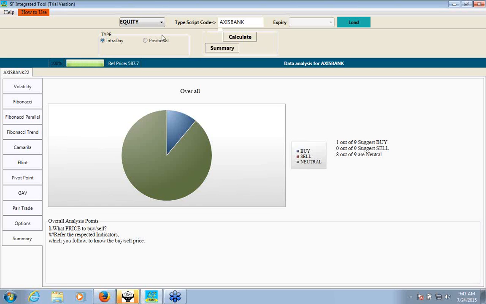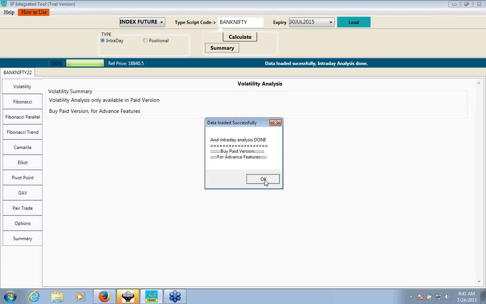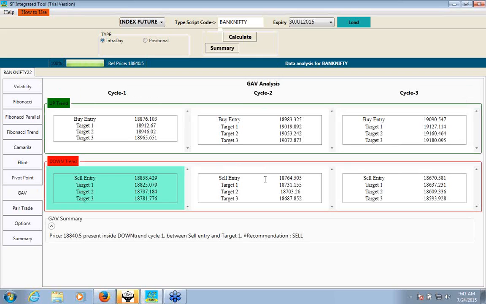Similarly, if I am going for the index future, and I am going for Bank Nifty, say I'll just type bank. So Bank Nifty will appear, load data. Once the data is loaded, all the analysis will be done simultaneously. So it is saying downtrend, cycle 1 as per the GAV analysis recommends sell. Similarly, the other analyses will be showing.